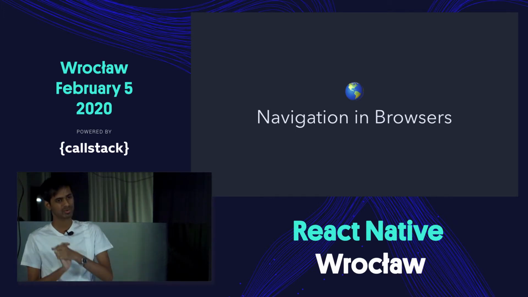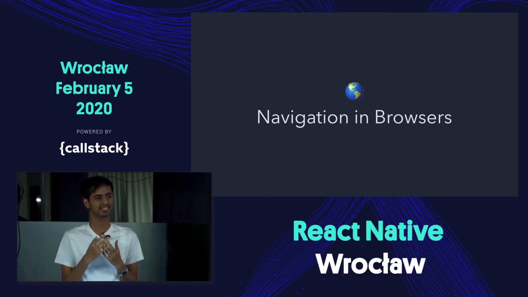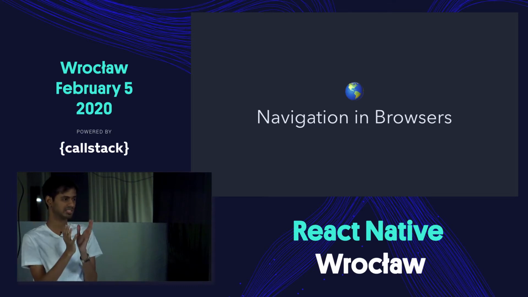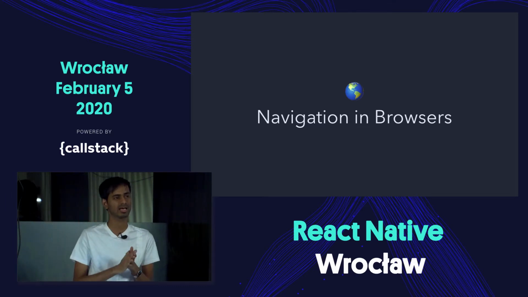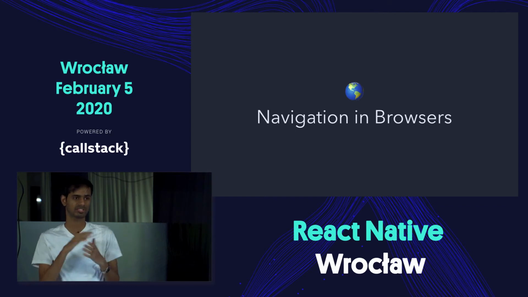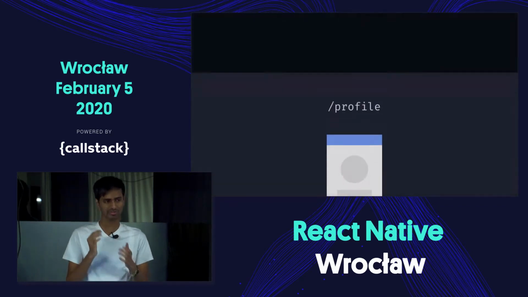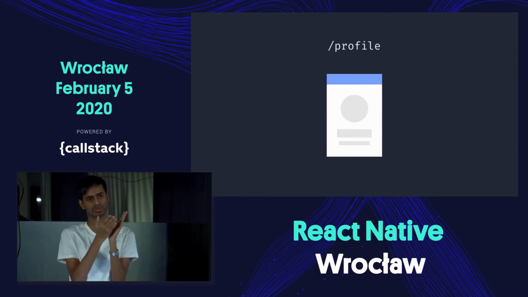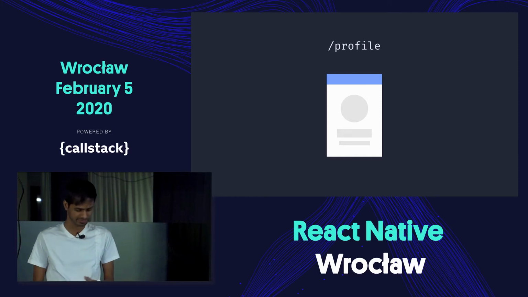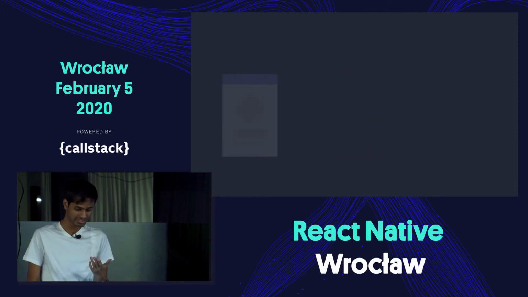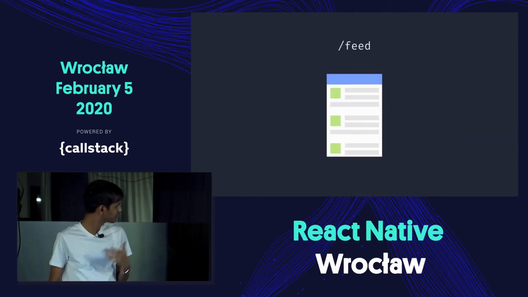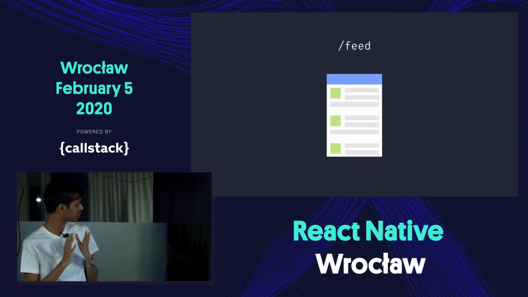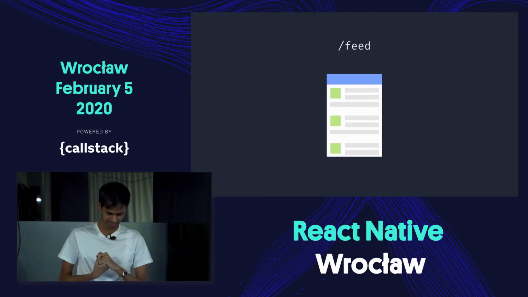Yeah, so we can think of it as deriving the screen from a given state. In browsers, we have URL, which is the state of the current page. And from the URL, we determine which screen to show. For example, say we have a profile screen. When we go to the profile URL, we show this screen. But then when this URL changes, for example, to feed, we show a different screen altogether. So this is how the navigation in browser works.